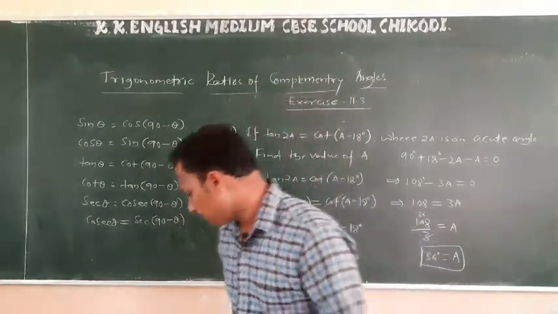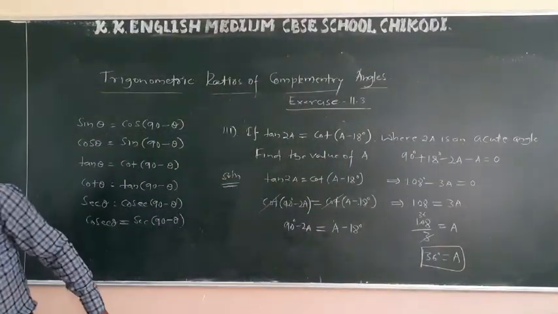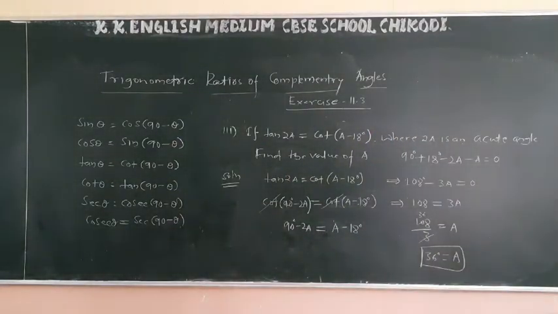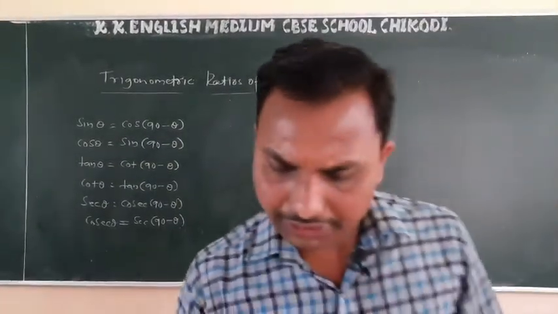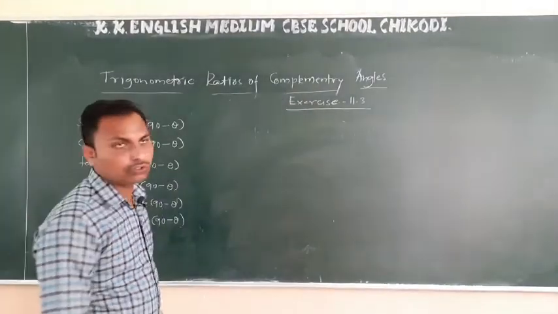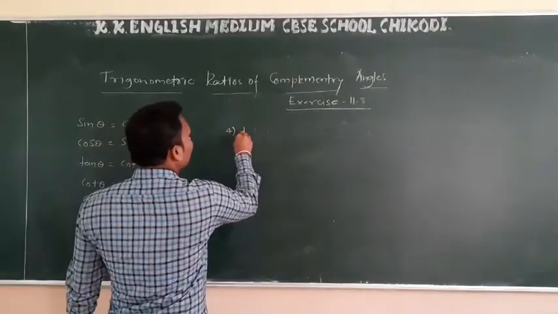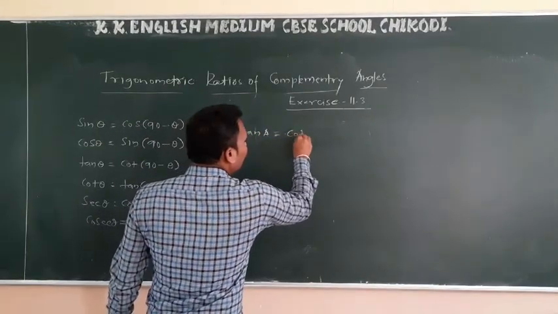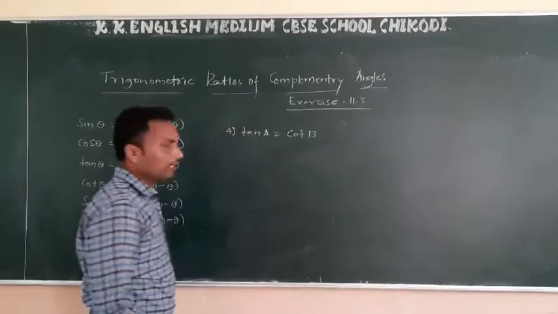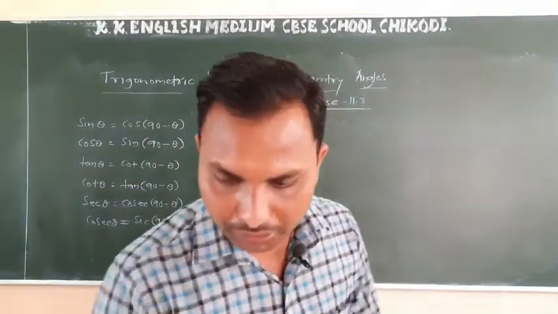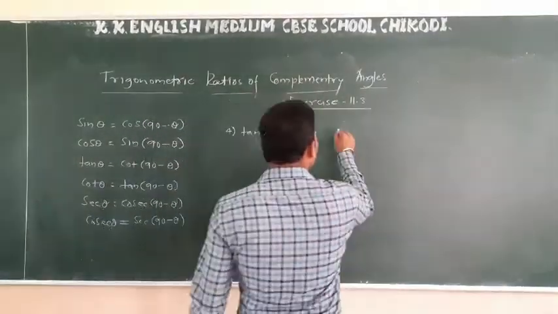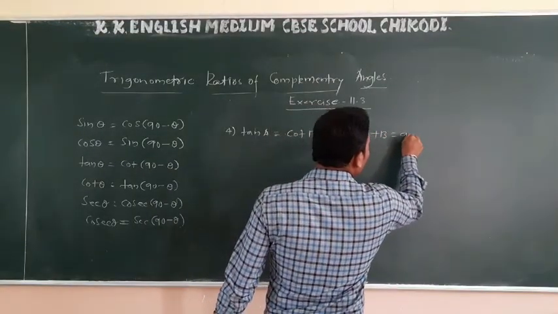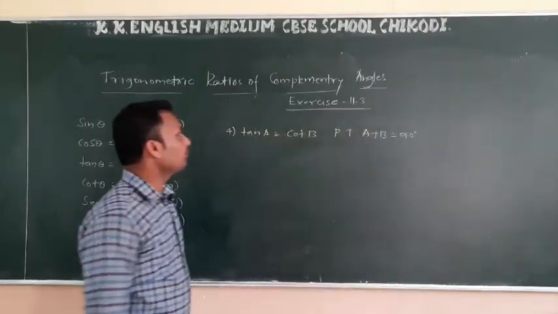Now the fourth one. The next question: if tan a is equal to cot b, prove that a plus b is equal to 90 degree. This we need to prove.